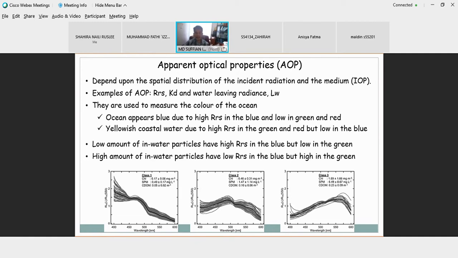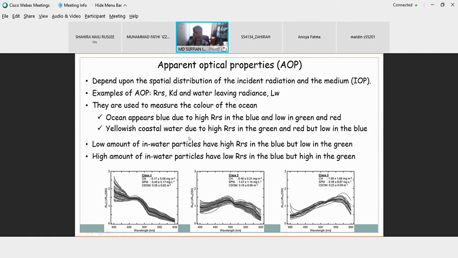So we know that low particles absorb less. So because there is an inverse relationship between RRS and absorption, when there is a low absorption, that means it can reflect more in the blue. So the ocean appears blue because of high reflectance in the blue and low in the green and red, because of low particles.